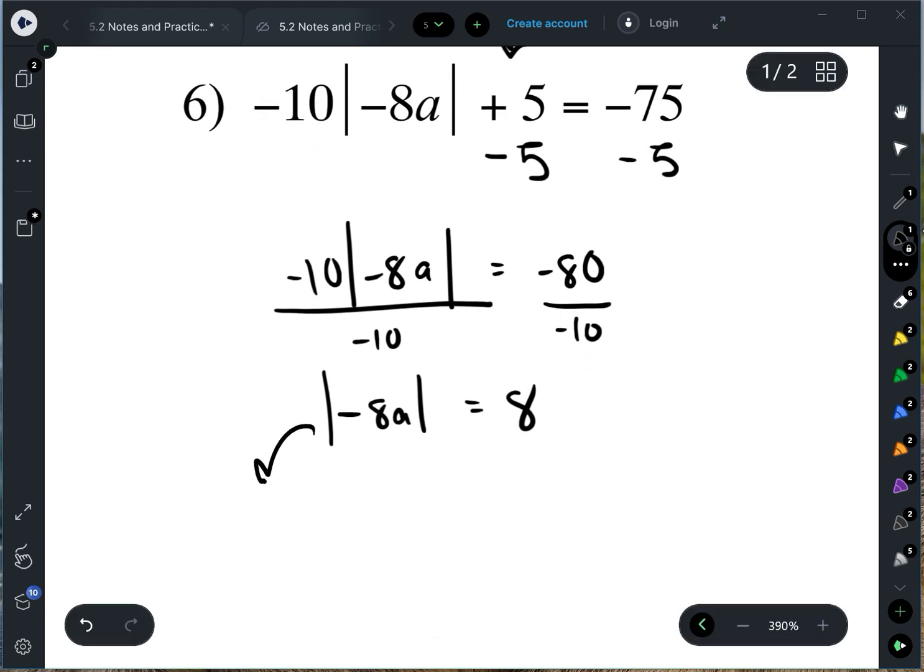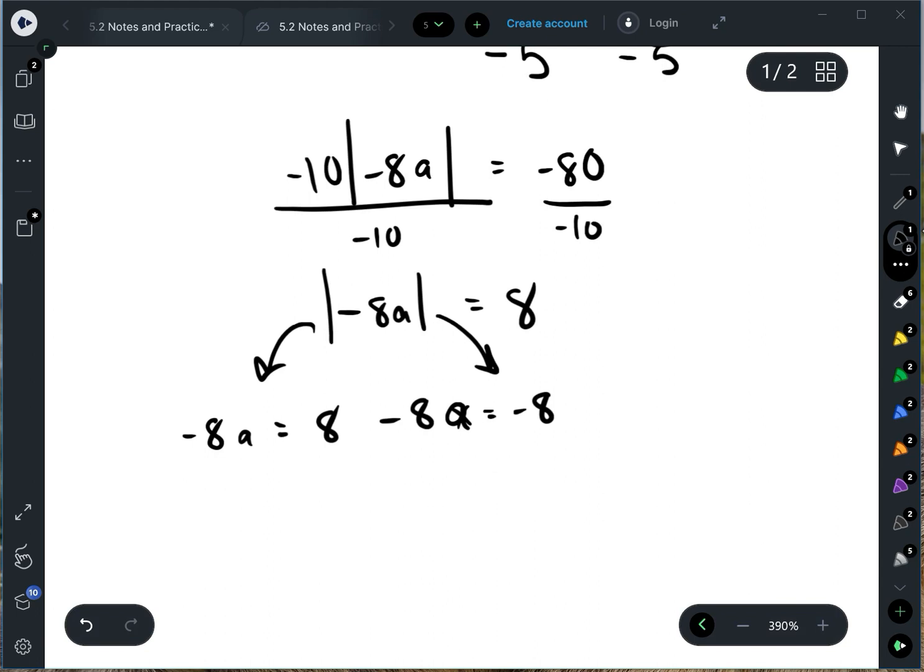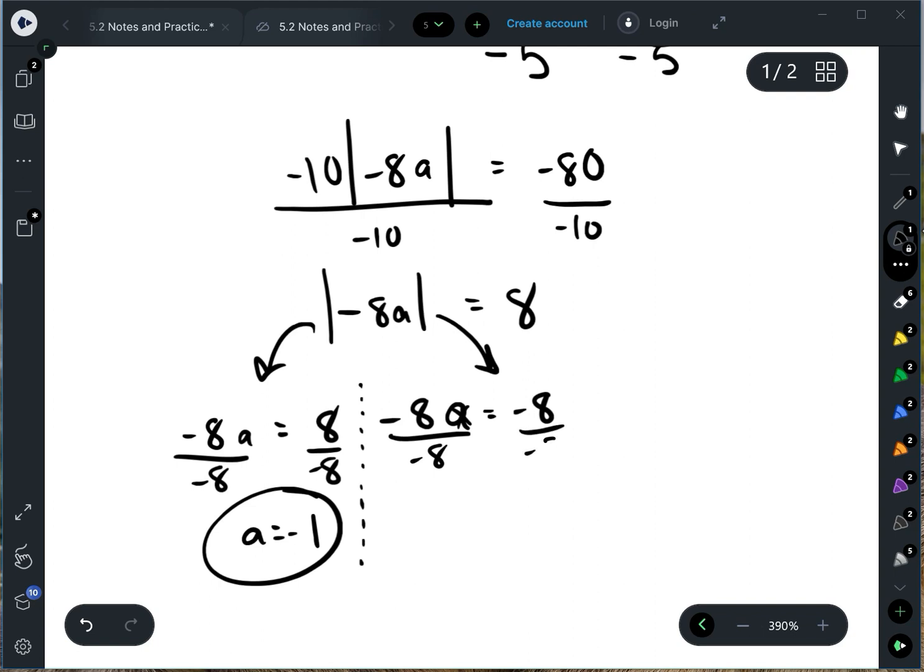Then we split into two problems. I like to literally write the arrow and have it split up into two. Students will often forget to do that. Negative 8a equals 8, and negative 8a equals negative 8. Lots of 8s going on. Divide by negative 8. a equals negative 1. And divide by negative 8. And a equals positive 1.